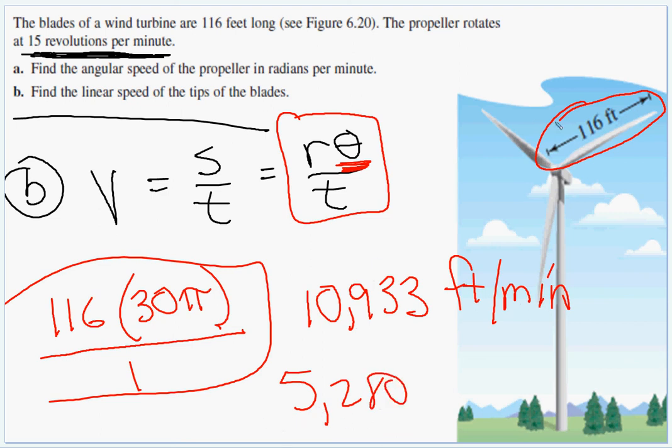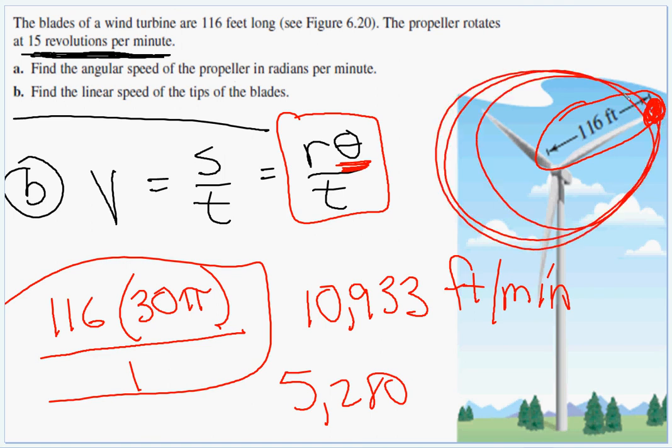And there's about 5,280 feet in 1 mile. So this, with the 116-foot blade length and the 15 RPM in 1 minute, if you're trying to hold on to the tip of that windmill blade, you would travel almost 2 miles in 1 minute.